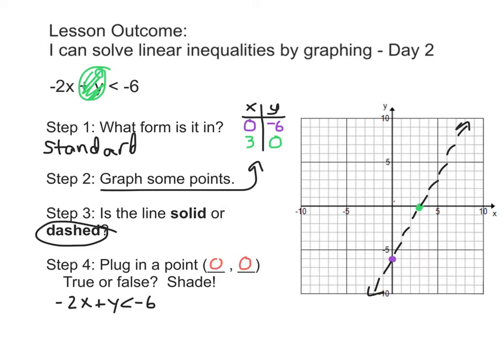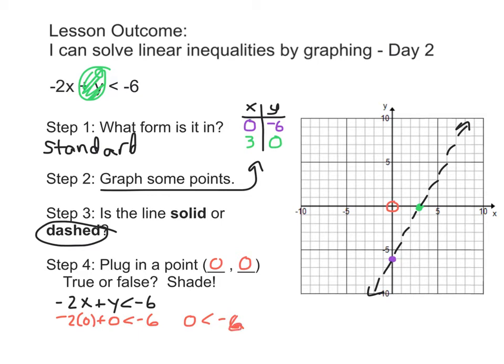That is the origin, that's this point right here. We're going to find out if that should be shaded or not shaded. So if I put a 0 and a 0 in, I'm going to go ahead and do that right here. I put the 0 in for x, I put a 0 in for y, and now I have to decide if this is true or false. So negative 2 times 0 is 0, plus 0 is 0. So what we really have here is 0 is less than negative 6.